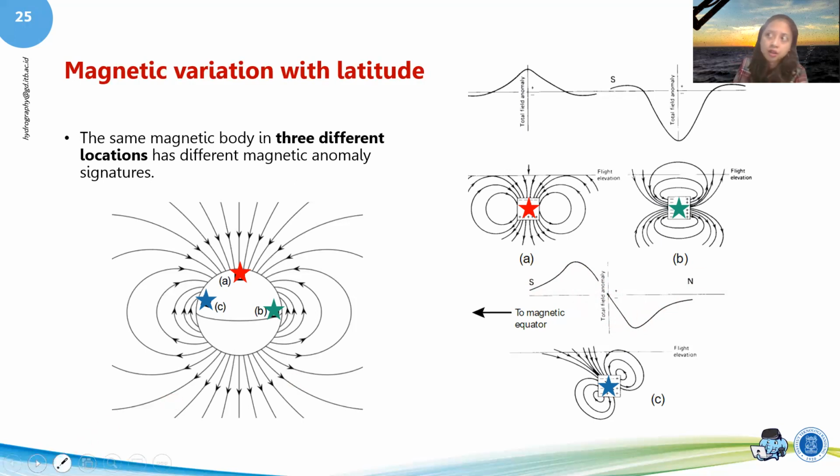So that's very important if you're doing a survey with magnetic data. It's really important to consider where you are in this world, because it doesn't really behave the same way. That's it.